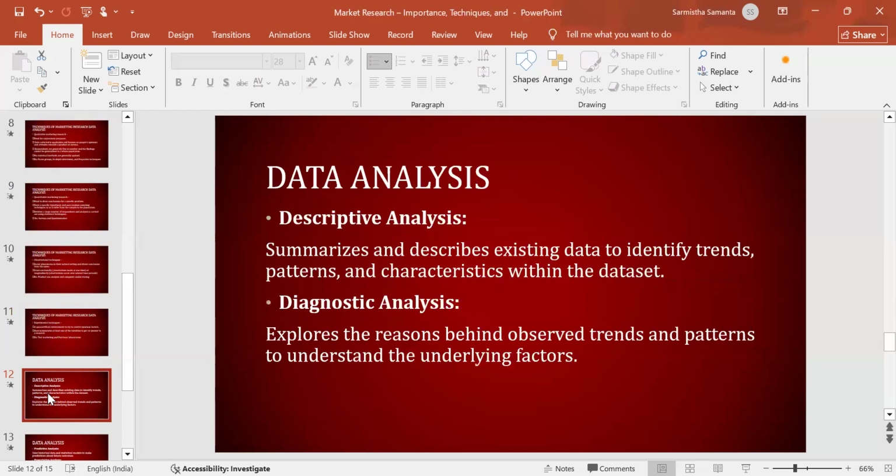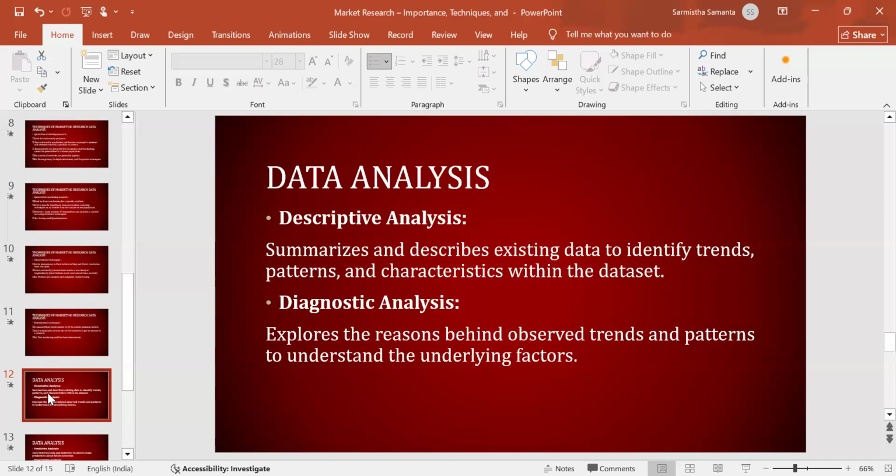Next comes the data analysis portion. Now, after applying so many research techniques, how can I interpret the data? First, descriptive data analysis. You are summarizing and describing the existing data to identify trends, patterns, and characteristics within the data set. In descriptive analysis, you are saying that this product's sales are going down, especially in the winter season, the demand for this product is going down. You are describing it and you are setting the characteristic.